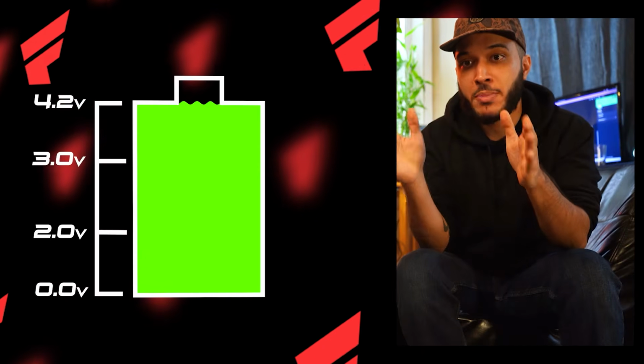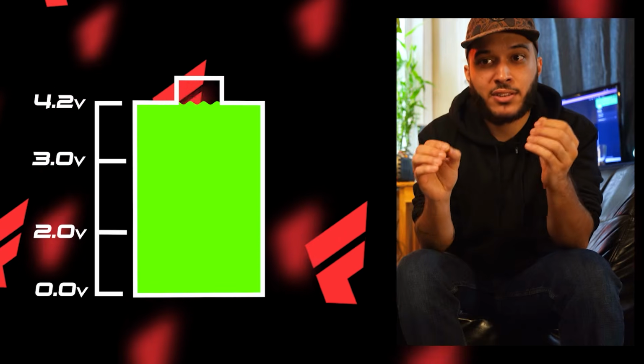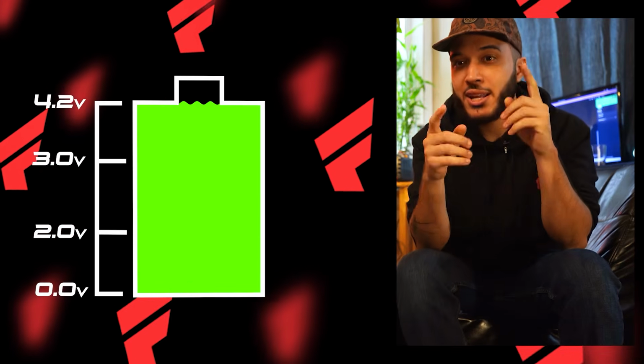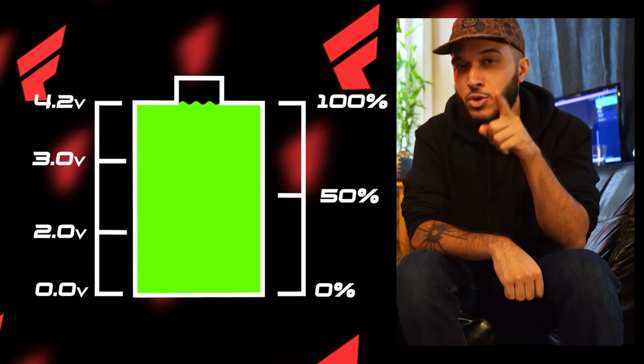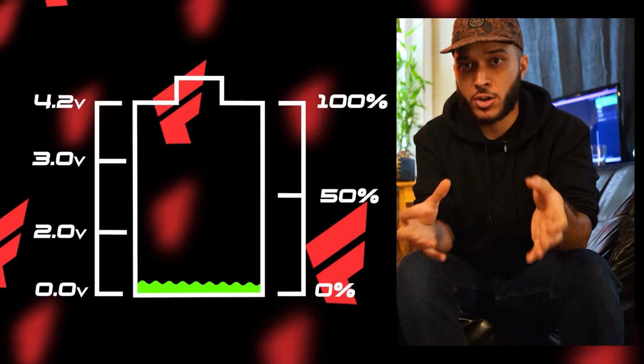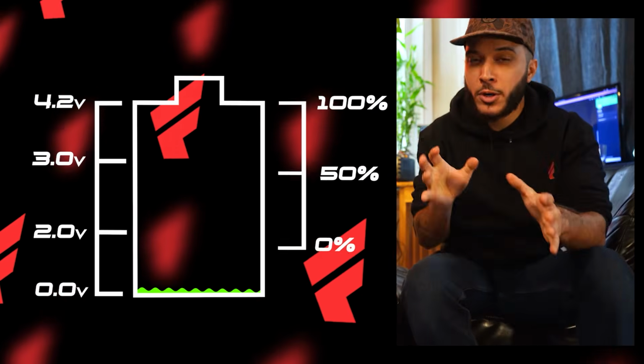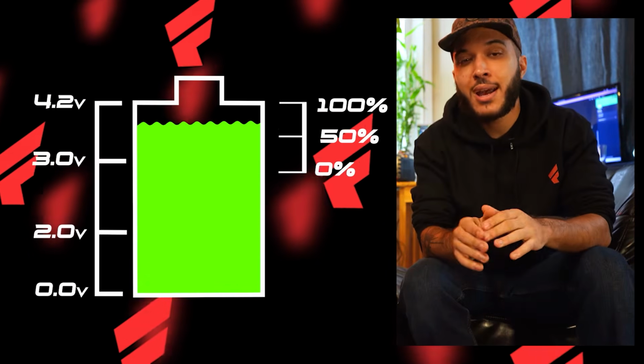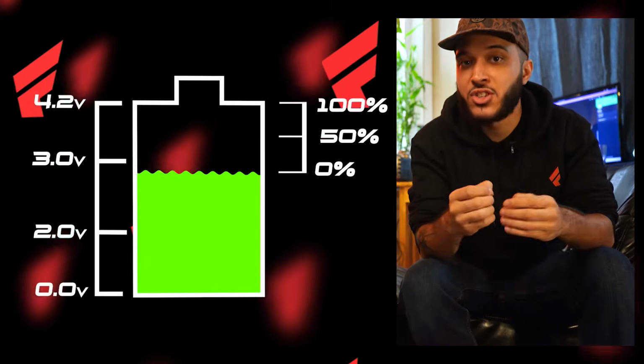Let's bring it all back to just one cell for a second. If you were to apply the voltage method to measure how much you have left in the tank to a cell, you might instinctually think that 4.2 volts per cell is 100% and 0 volts per cell is 0%. But this is not the case. In reality, 4.2 volts per cell is 100% and 3 volts per cell is 0%.